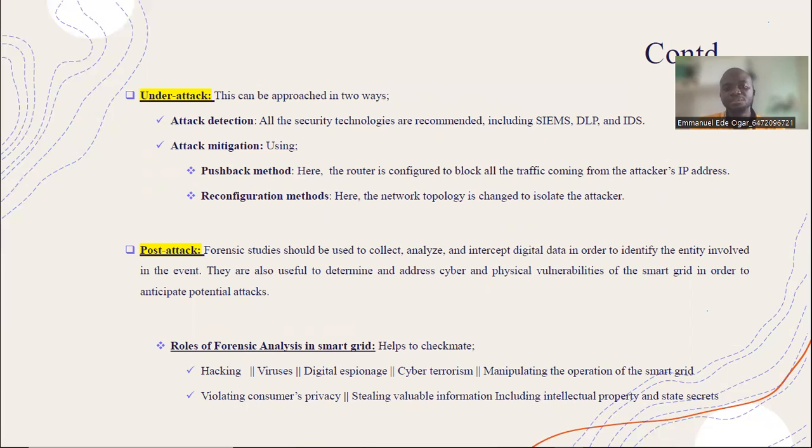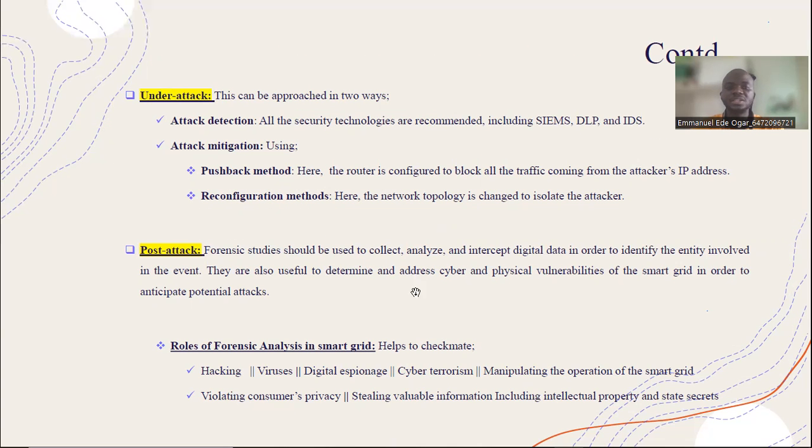The next step is trying to mitigate the attack by using either the pushback method or the reconfiguration method. In the pushback method, the router is simply configured to block all traffic coming from the attacker's IP address. While for the reconfiguration method, the network topology is changed completely. It's overhauled to simply isolate the attacker in the system.